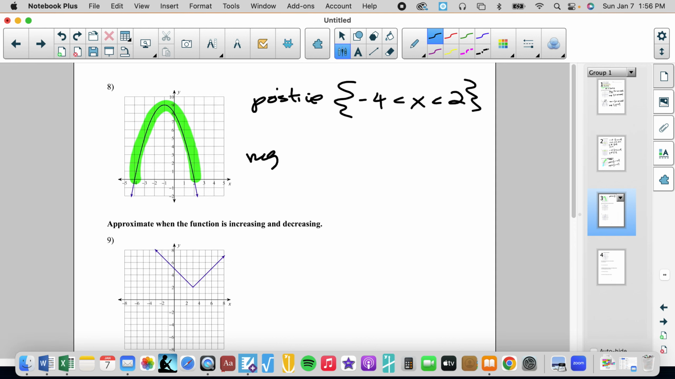When is it negative? This is the one place where I'm going to give you a little leeway. So when is it negative? Well, it's going to be negative here, and it's going to be negative here. So if you want to write when x is less than -4 or x is greater than 2, I'm okay if you said or. I'm okay if you wrote and. I didn't mind either one.